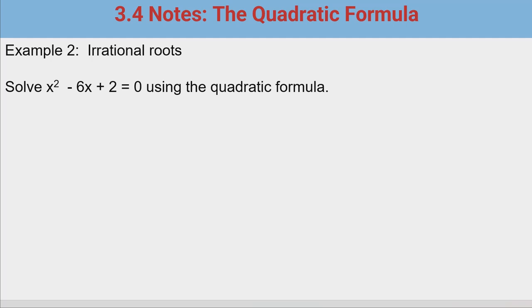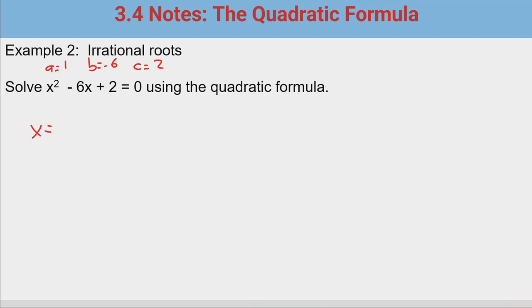So looking at example 2, it says here we're going to have some irrational roots, meaning we're not going to have nice, pretty whole numbers as solutions. So let's break this down. I have an a value of 1. I have a b value of -6, and I have a c value of 2. Make sure that the right side is always equal to 0. That's the only time the quadratic formula will work, is when the quadratic equals 0.